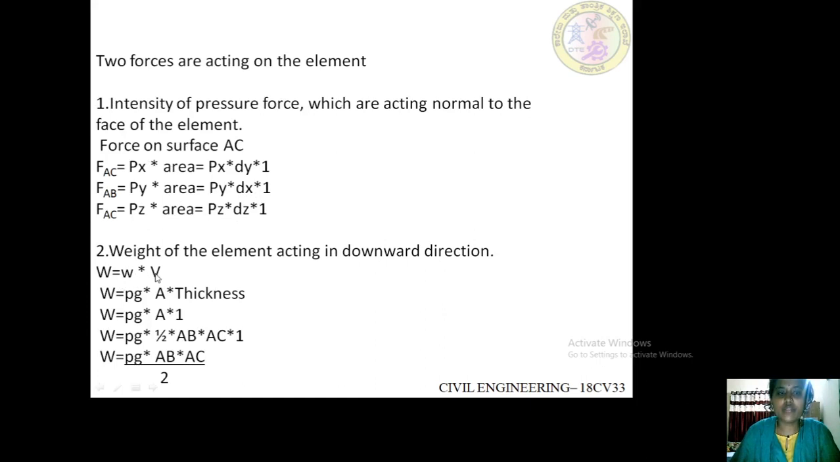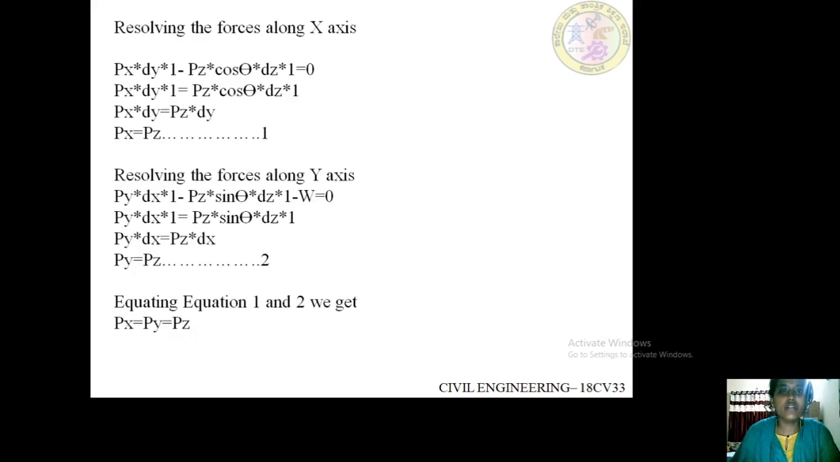Next is the weight of the fluid element, taken as W equals specific weight into volume, which is nothing but rho g into area into thickness. Since it is in the shape of a triangle, we have to take the area as half into AB into AC. By resolving the forces along the x axis and y axis, we arrive at the equations Px is equal to Py and Py is equal to Pz. By equating equations 1 and 2, we get Px equal to Py equal to Pz.